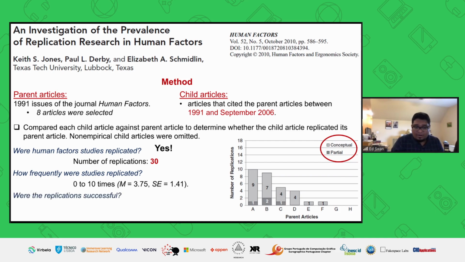And are the replications successful? They found that among 30 replication papers, 28 were successful replications and just 2 were unsuccessful. This also brings up the file drawer problem, or publication bias, because people try to celebrate only the successful work. When they find a successful replication, they try to publish it, and maybe the unsuccessful replications were not reported. That's why the number of unsuccessful replications is small compared to the successful ones.